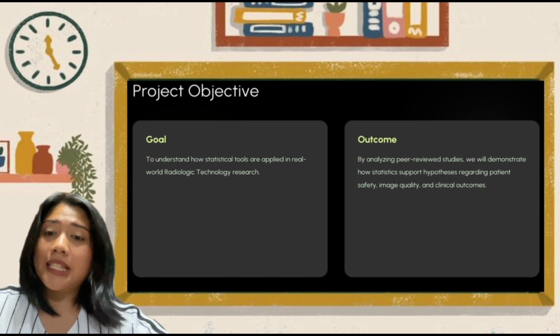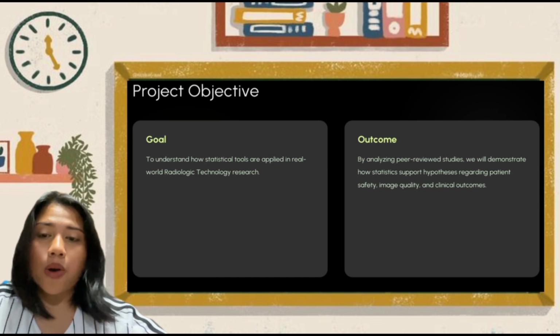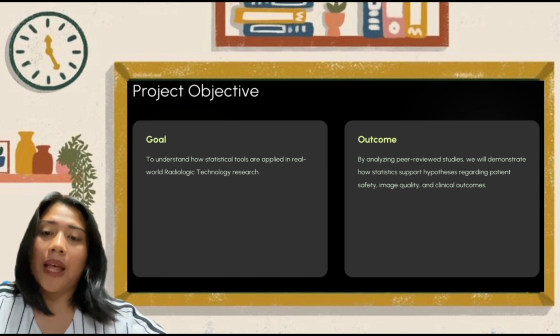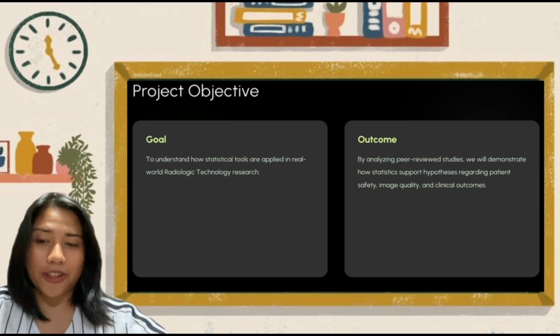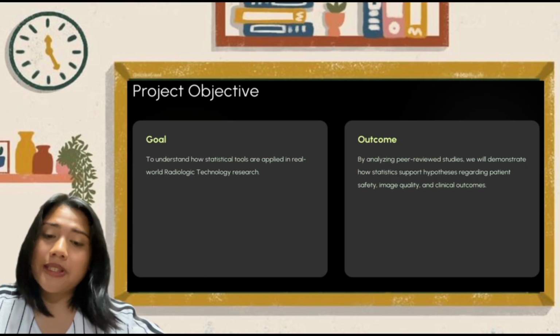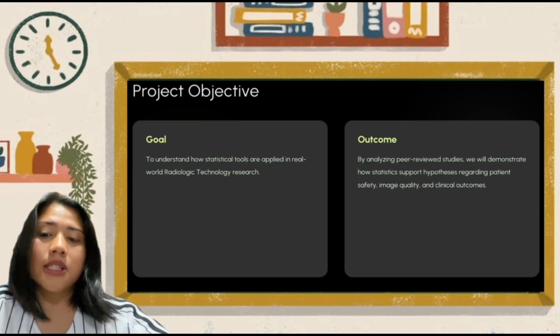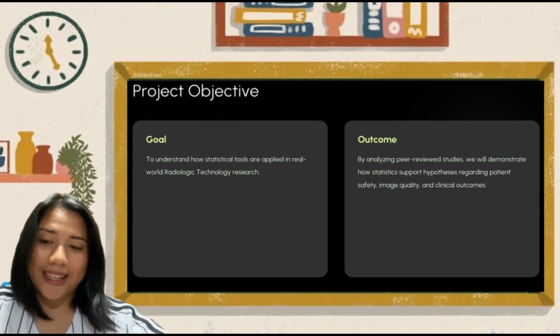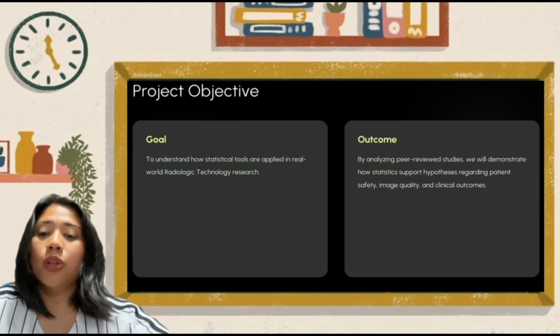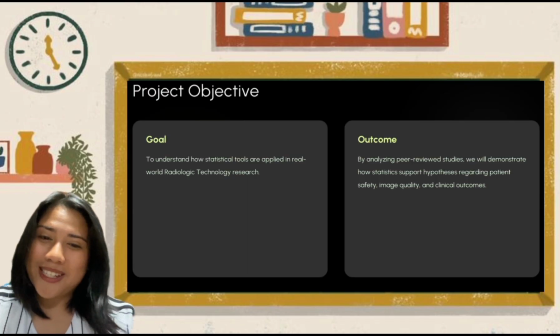So the goal of this project is to understand how statistical tools are applied in real radiologic technology research. For this presentation, I will show how statistics help support the hypothesis in this study and how it contributed to decision making in imaging science.